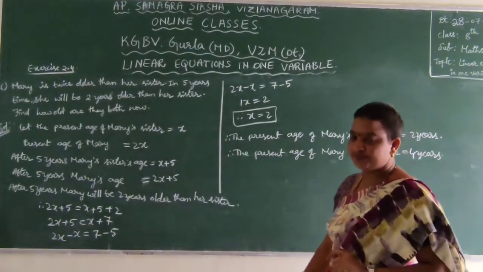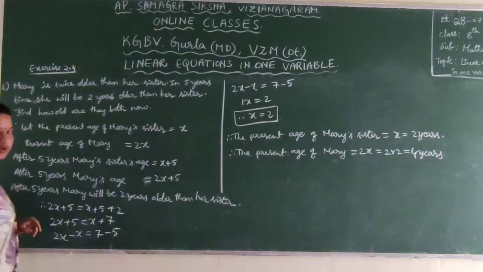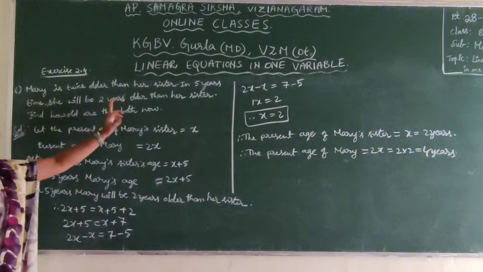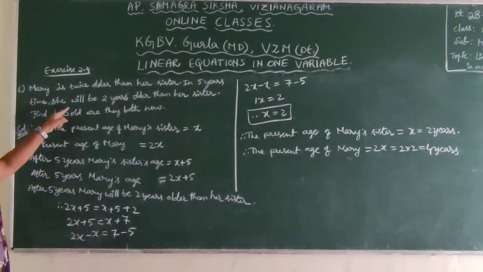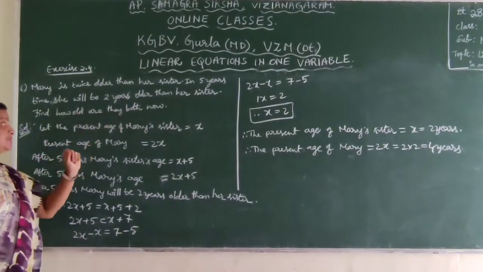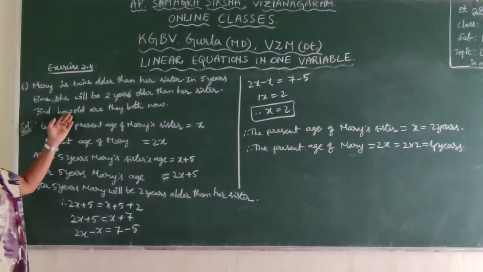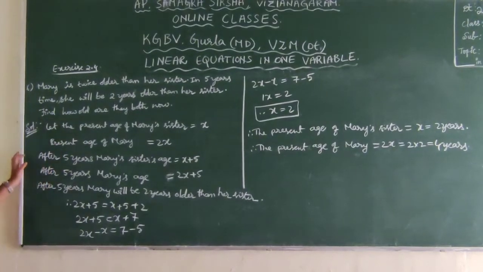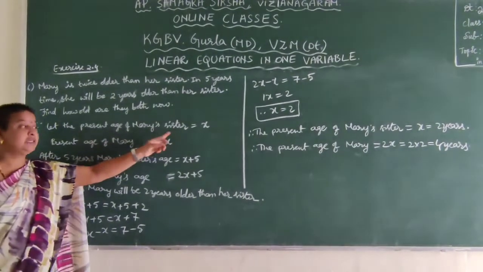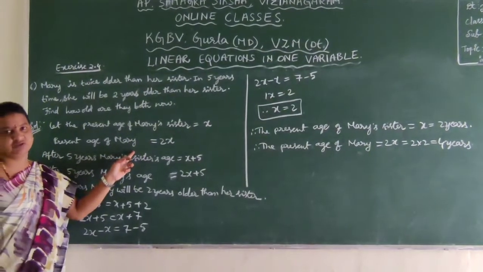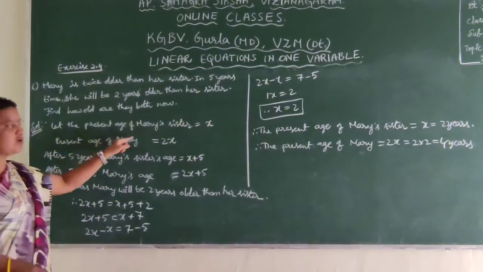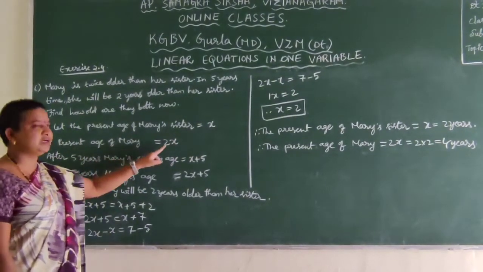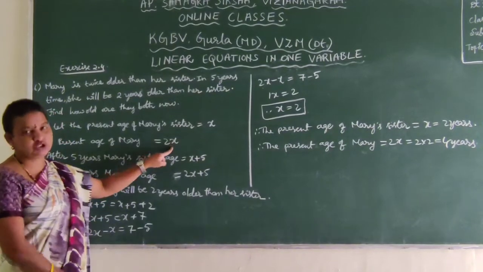Okay children, once again I will explain. Here it is given that Mary is twice as old as her sister, and in 5 years' time she will be 2 years older than her sister. Now you have to find how old they both are now. If we know her sister's age, only then can we find Mary's age. So let the present age of Mary's sister be x. Then the present age of Mary becomes twice her sister's, that means 2x.